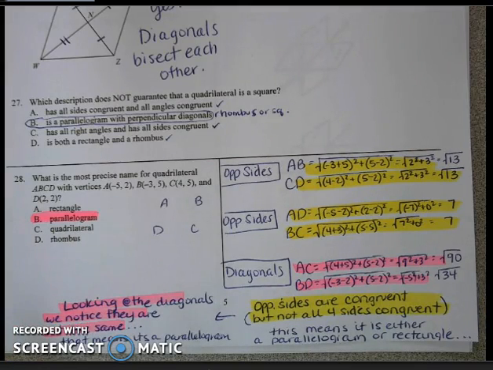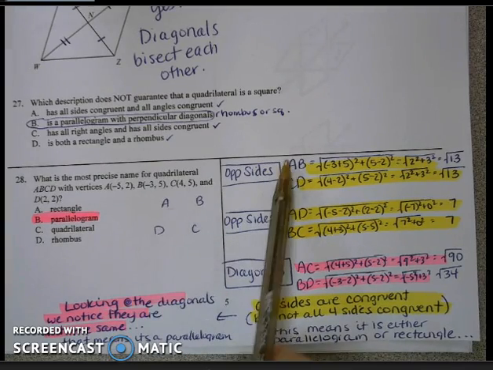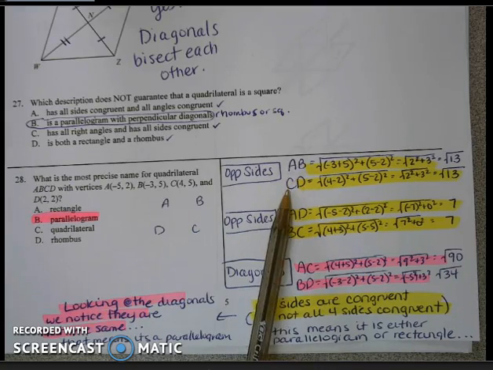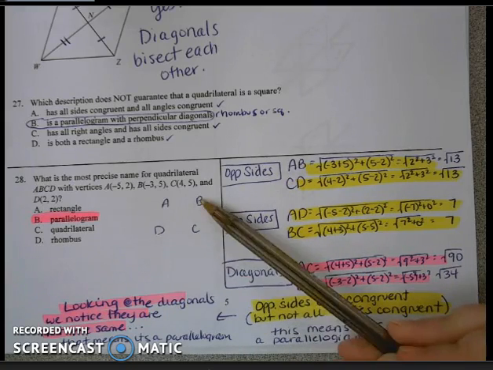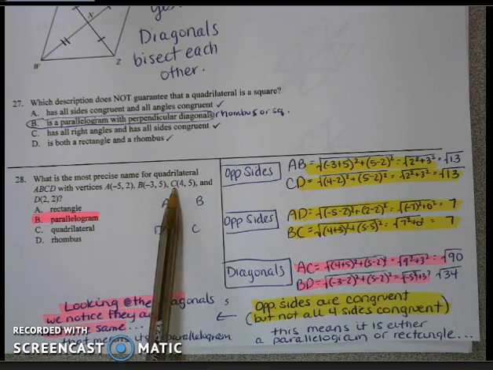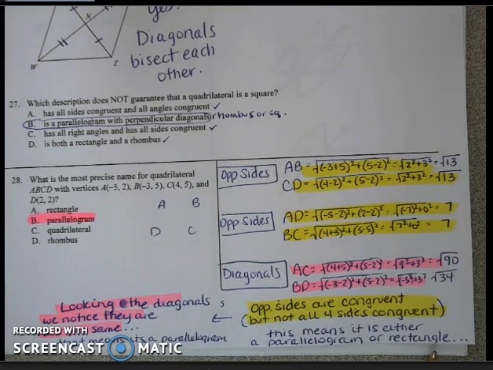So it says, what is the most precise name for this quadrilateral with the following coordinates? So the first thing is we check opposite sides. AB is going to be across from CD, so that's one set of opposite sides, and AD is going to be across from BC. So again, we always name our figure clockwise, so ABCD. That's why we set it up that way.